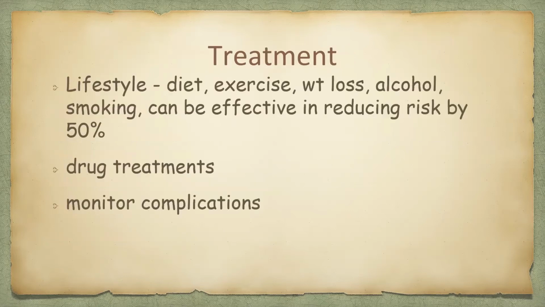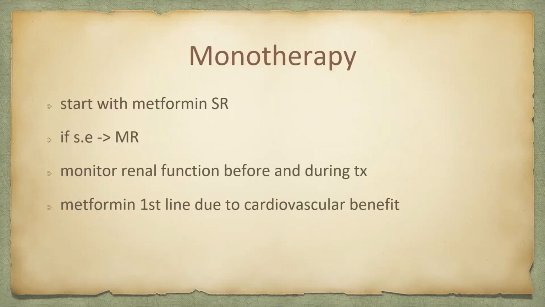Treatment-wise, like I mentioned, the first and foremost treatment of diabetes is lifestyle. Diet, exercise, weight loss, alcohol and smoking can reduce the risk by 50%. And then if they are not well controlled by lifestyle, we consider drug treatments. At the same time, the third aspect is to monitor complications of diabetes. Let's go on with the drug treatment.